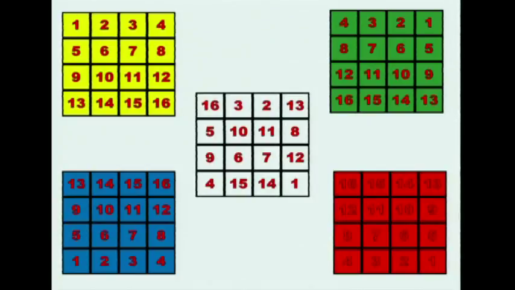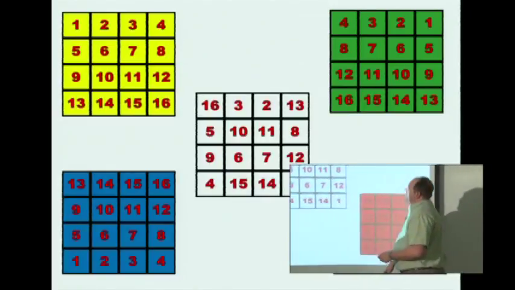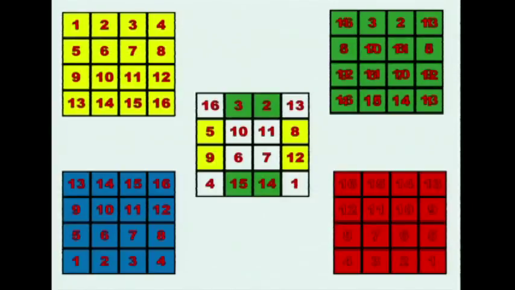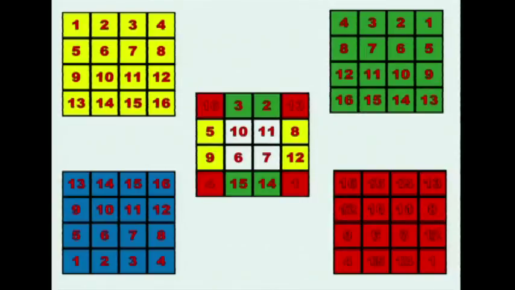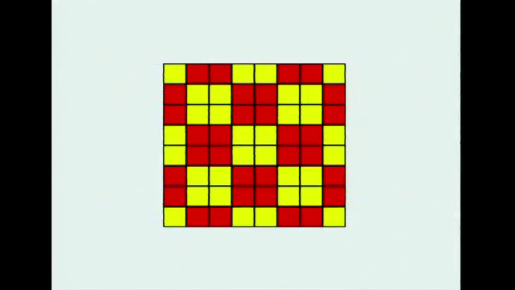And then I'm going to overlay this on top of that. And I notice the numbers 5 and 9 and 8 and 12 line up. I'm going to do the same thing to the green one, and 3, 2, 15, 14 line up. Same thing with the red and the blue. And I get this pattern. Now you think, great, Brian, so what? Well, I did the same thing with a bigger one, and I notice this pattern.